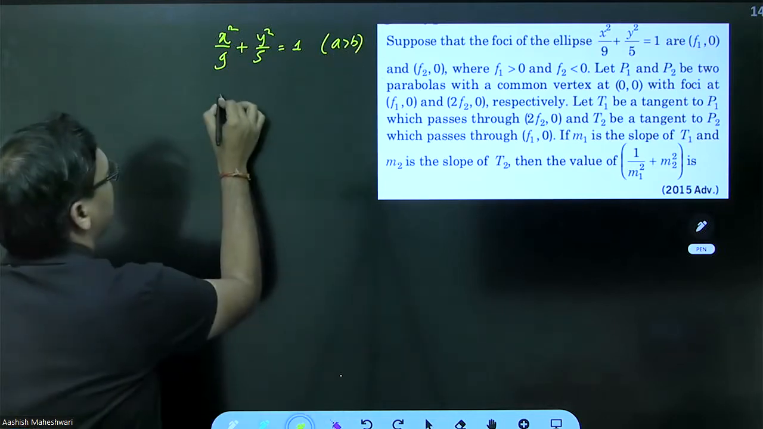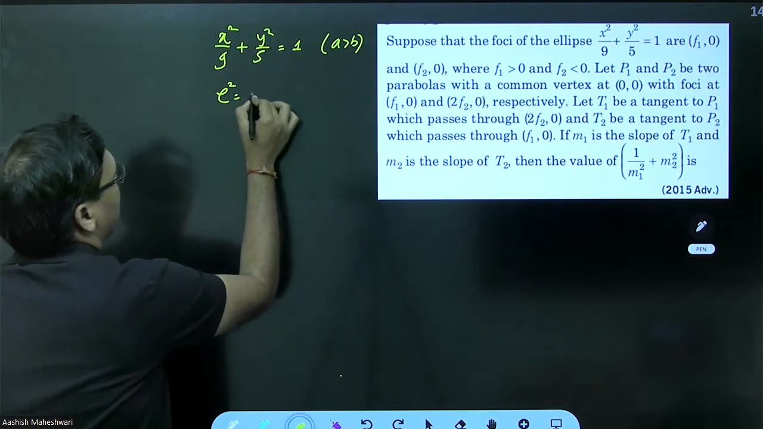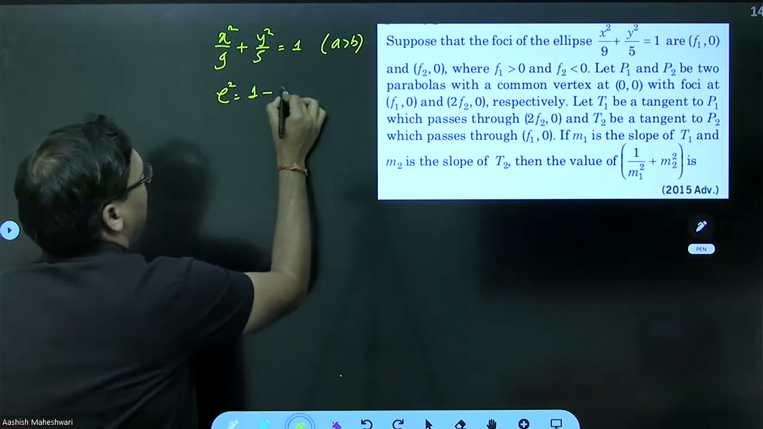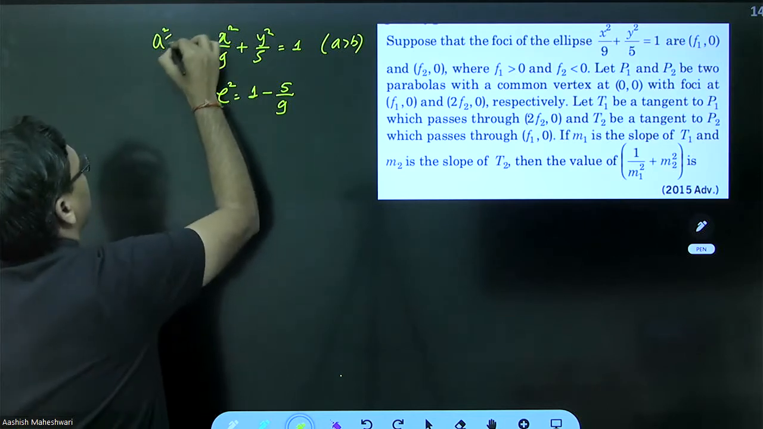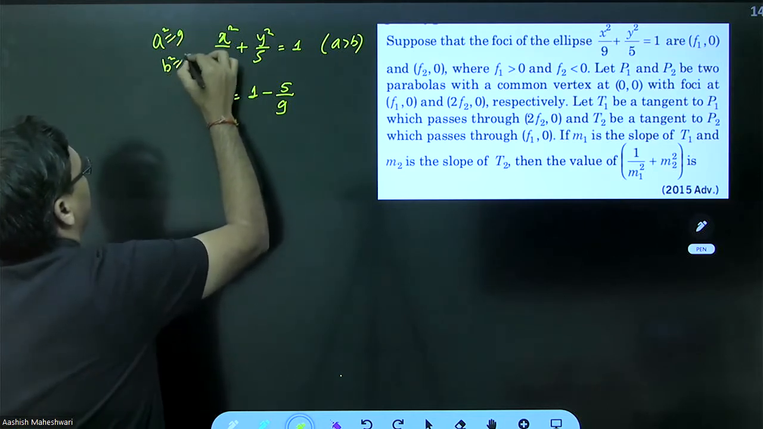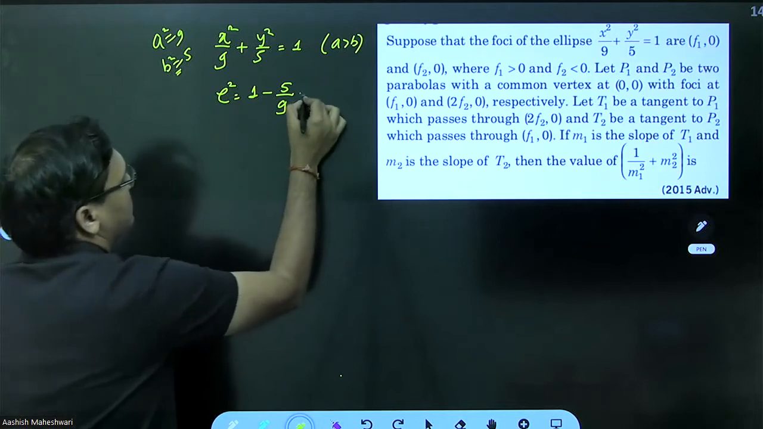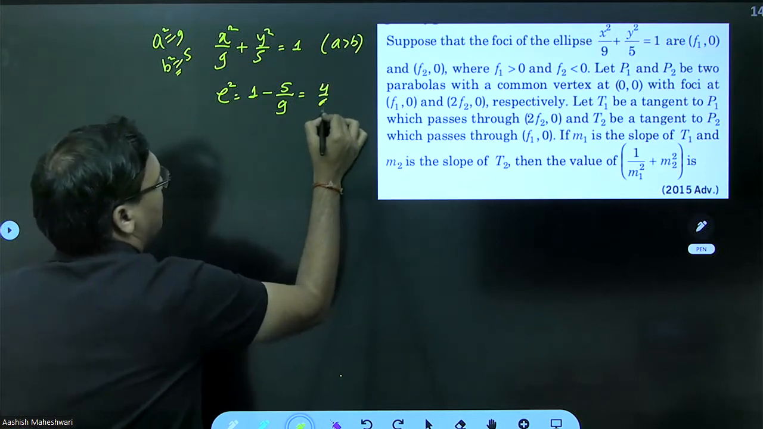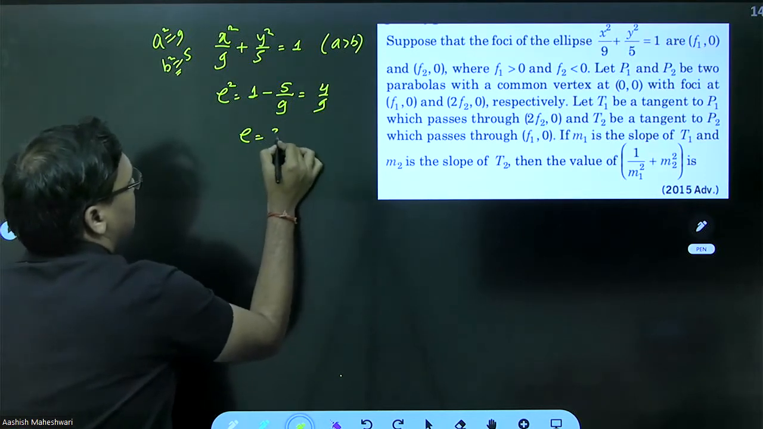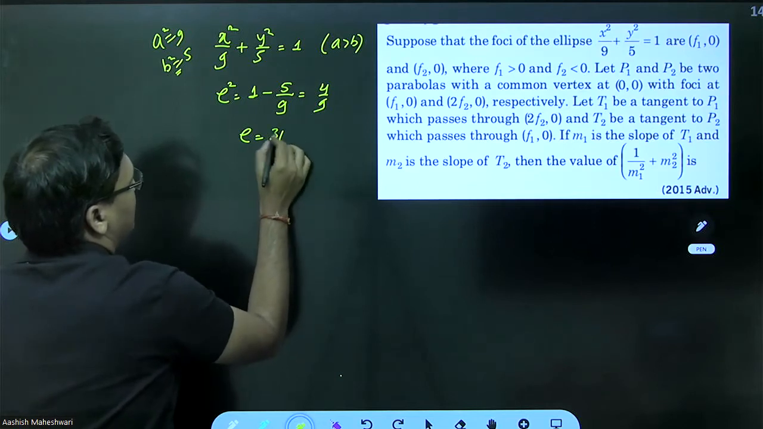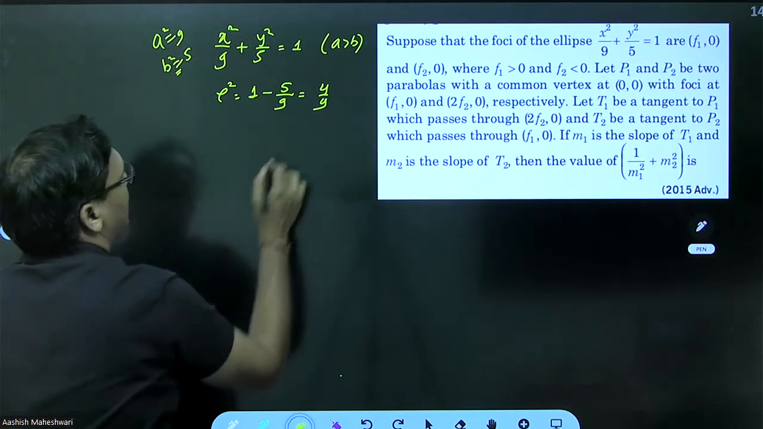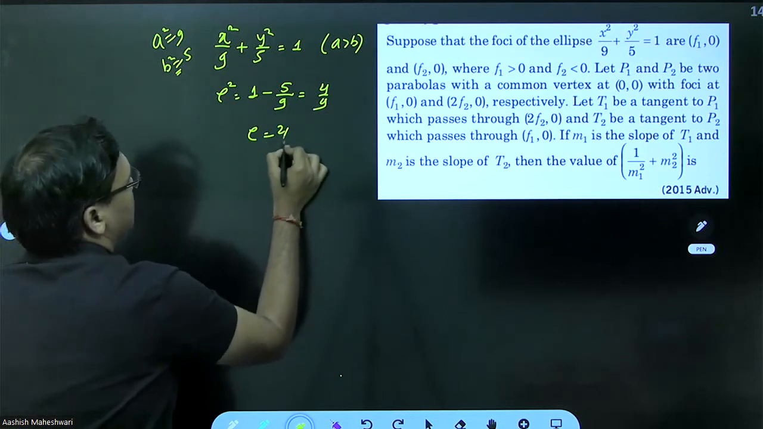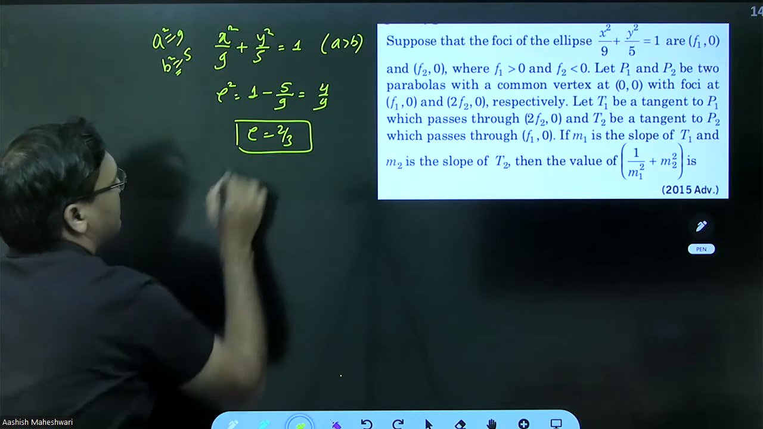So what is the eccentricity? e square is equal to 1 minus b square by a square. a square is equal to 9 and b square is equal to 5. Right? So this is 4 by 9. So what is the eccentricity? This is 2 by 3, not 3 by 2. So we have got the eccentricity, right?